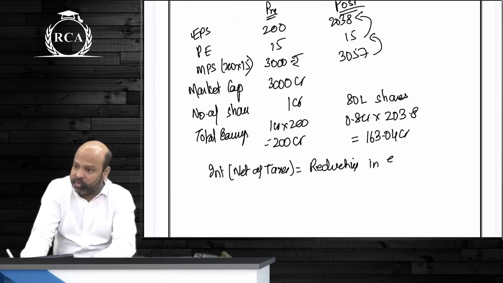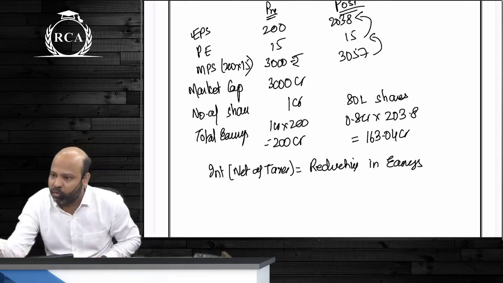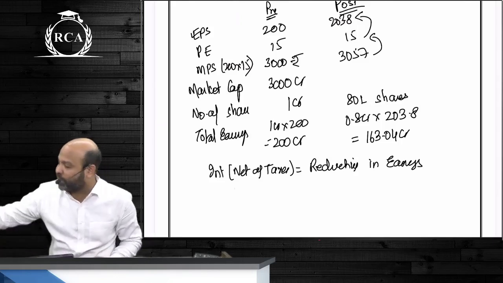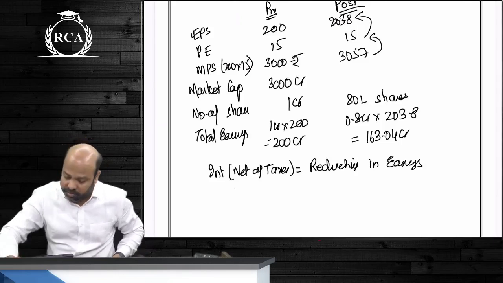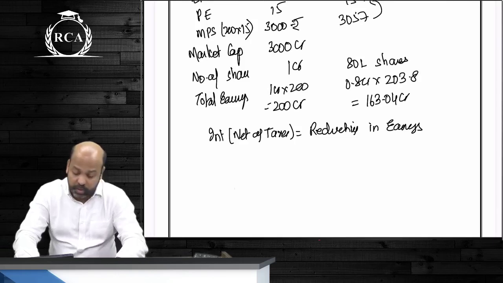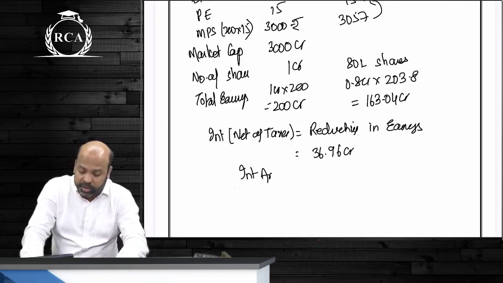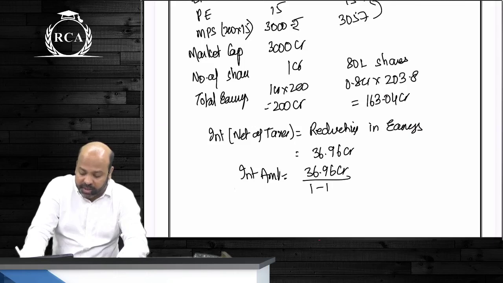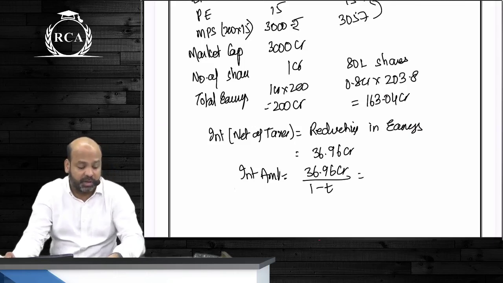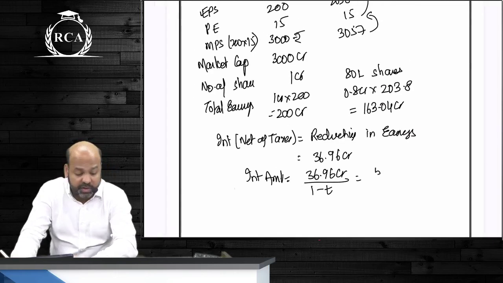Yes or no guys? Beta, I am taking a loan and doing the buyback. So whatever interest that I'm paying net of tax, won't that contribute to my reduction in earnings? So how much will be your interest beta net of taxes? Interest net of taxes beta will be 36.96. What is the tax rate? Therefore interest amount beta will be 36.96 crores divided by 1 minus tax rate. How much does it come to? 1 minus 30%. 52.8 crores. This is the answer to the second bit.